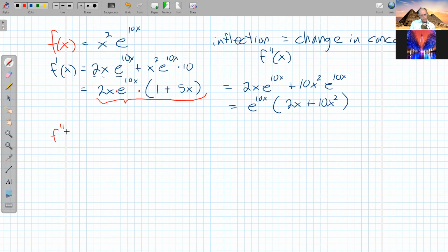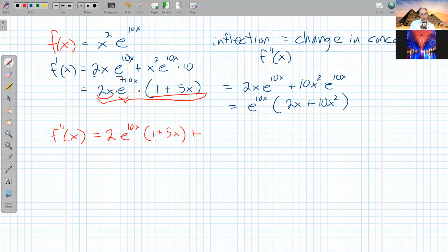So f double prime of x. Again, I have three functions, right? I have this one here, this one here, and that one there. The product rule for three functions is: take the derivative of the first function, the derivative of 2x is 2, and leave the other ones alone. So 10x, oops, and there, 1 plus 5x.